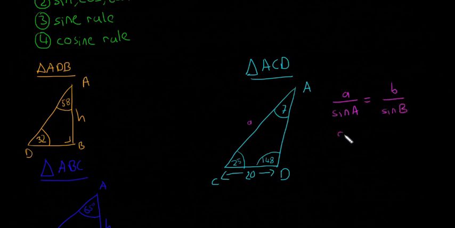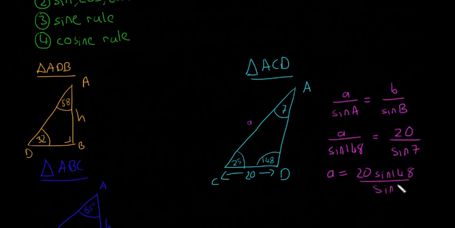Okay? That's going to give us a over sine of 148 is equal to b, which is going to be 20 in this case. That's the only other side we know. So it's going to be 20 over sine of 7. Okay? So that means a is going to be equal to 20 multiplied by sine 148, all divided by sine of 7. I'm going to stick that into our calculator. And a is going to be equal to 69.35 meters, and I'm going to box that off.